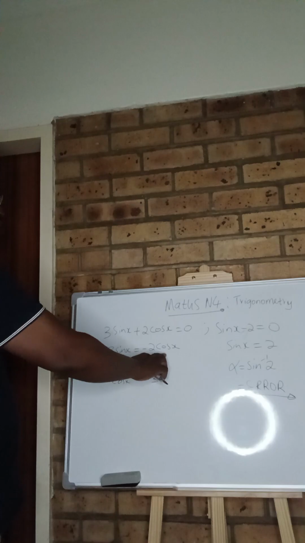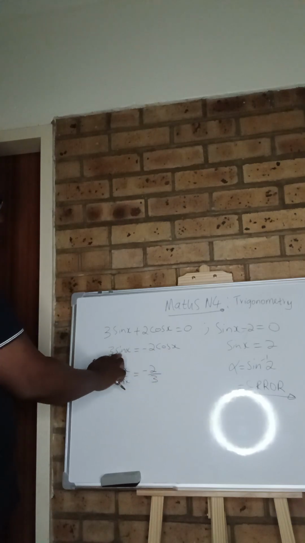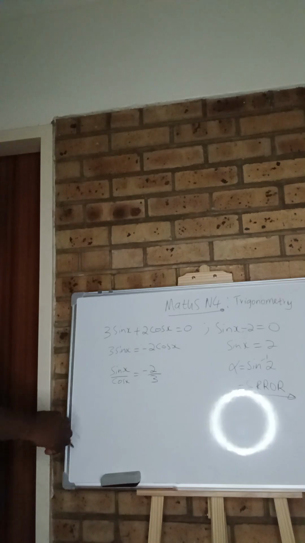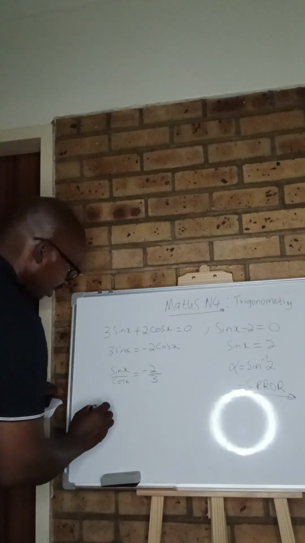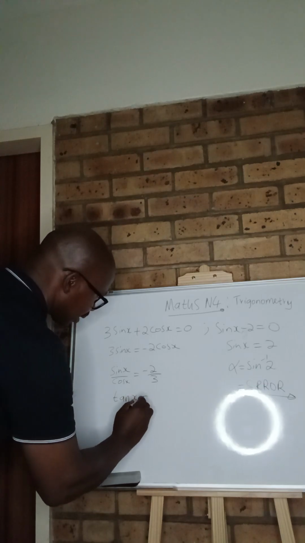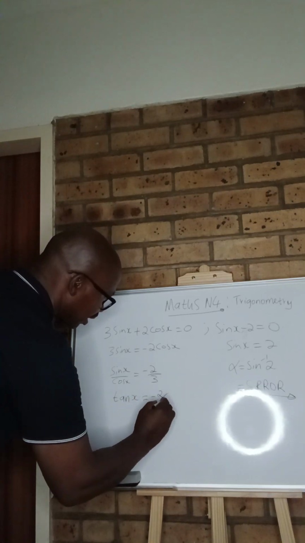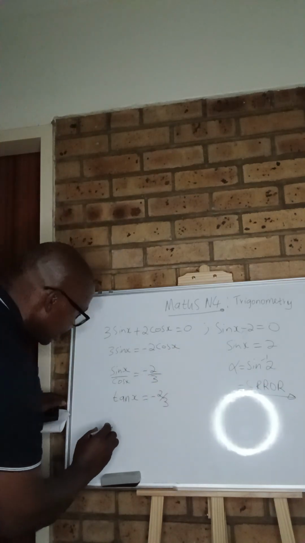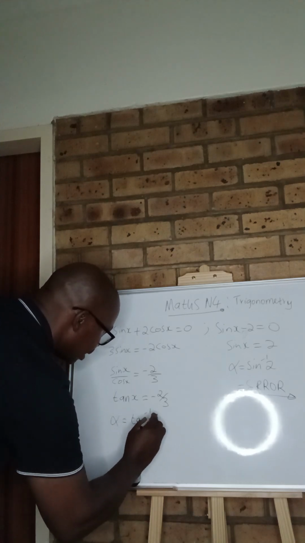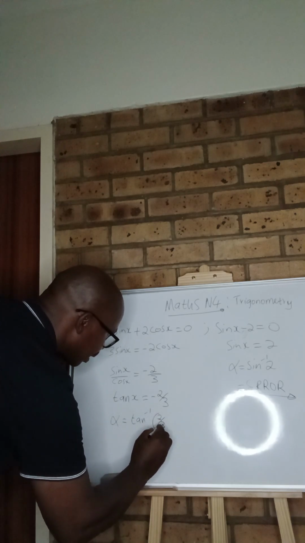In fact, I divided both sides by cos x. Cos x will divide cos x that side. So sin x divided by cos x is tan x. I have minus 2 divided by 3. I need to get alpha this side. Second function, tan of 2 divided by 3.